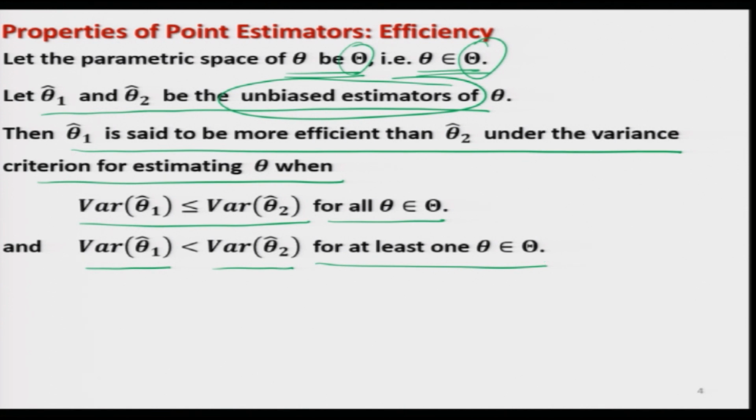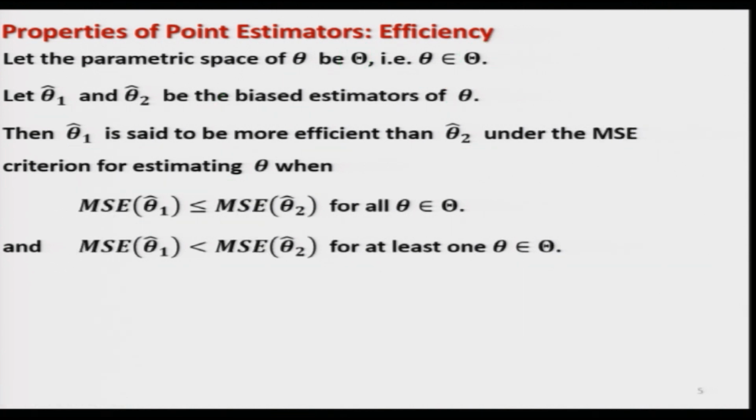So in general, any estimator whose variance is less will be called more efficient than the other estimator whose variance is higher. Now, the same definition can also be given in terms of the mean squared error of theta 1 hat and theta 2 hat. But in this case we assume that theta 1 hat and theta 2 hat are biased estimators of theta.